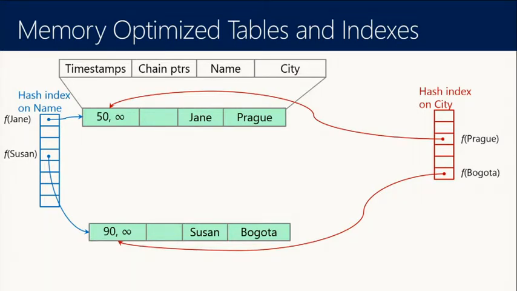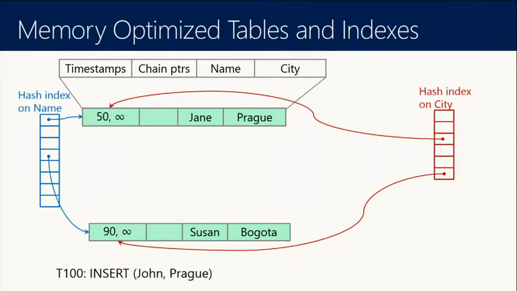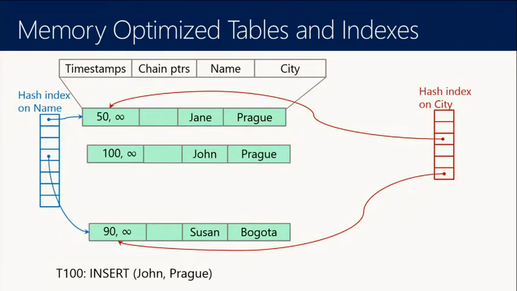Now let's see what happens if we do some operations in the table, some DML. So let's say I want to insert a row, John Prague. Okay, so I write this row to memory, and let's say this was at time 100. So the row is going to be valid from time 100 onward. So John in Prague. Now, John happens to map to the 3rd slot in the index, so there's going to be a pointer now to that row from John Prague.